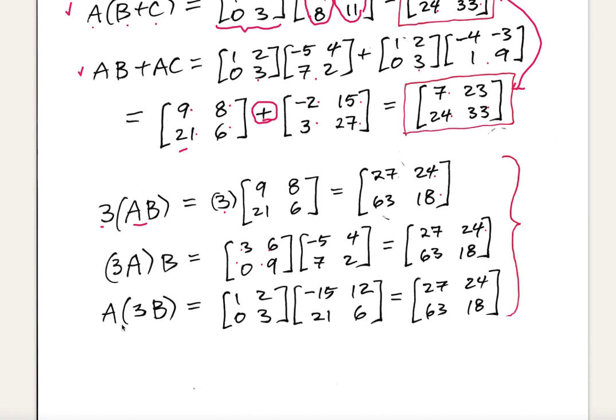the b here. I'm going to go A times 3B. So there's my A: 1, 2, 0, 3. My 3B would be what? Negative 15, 12, 21, 6. Let's try it again. Okay, last one here.